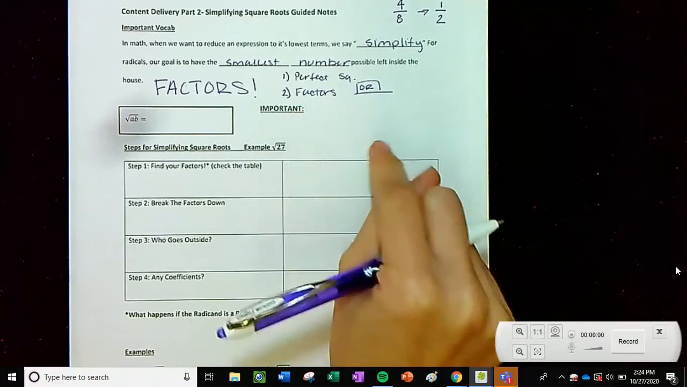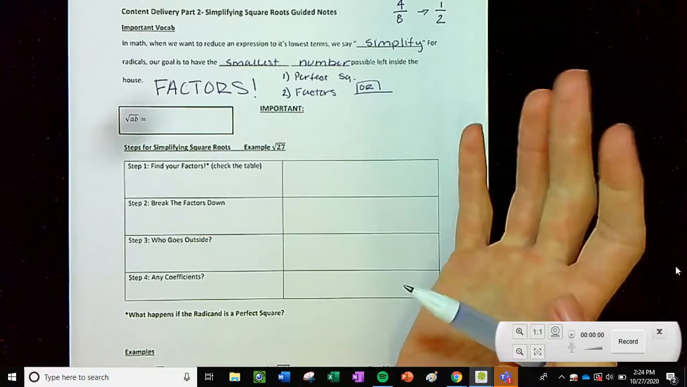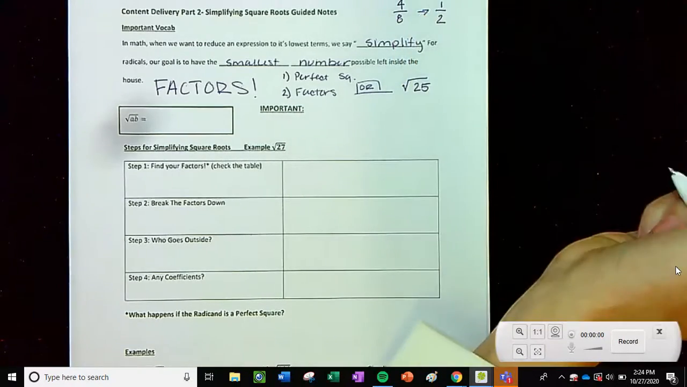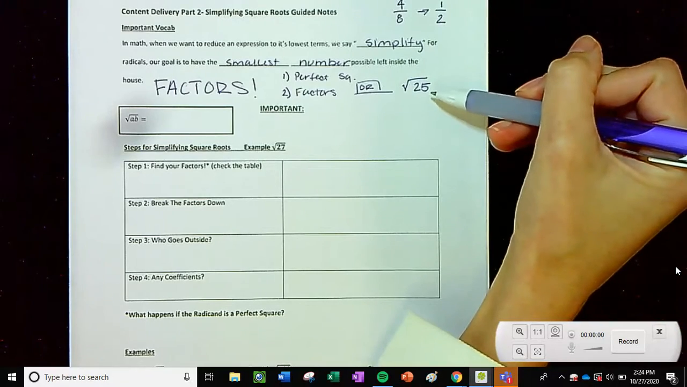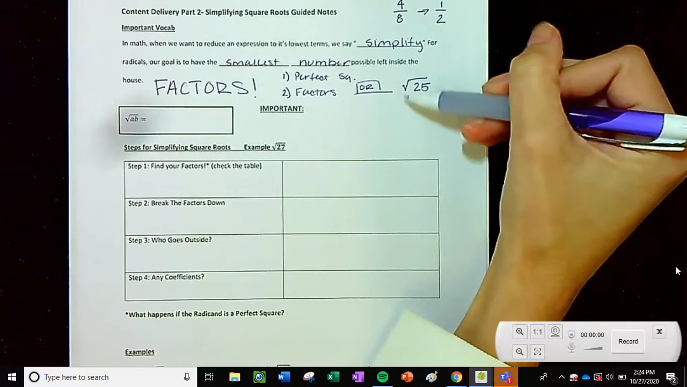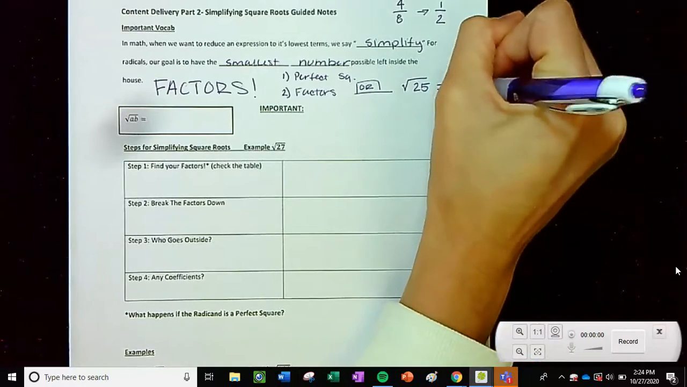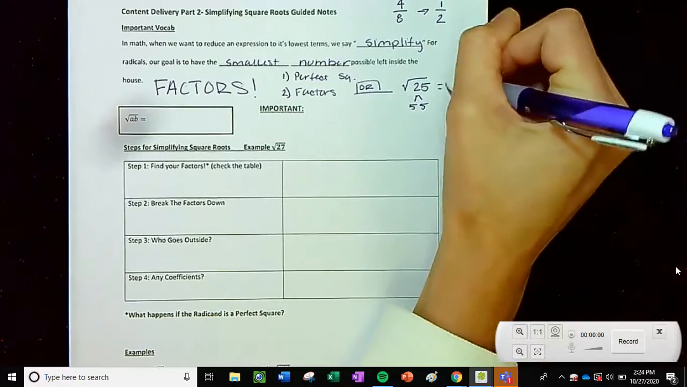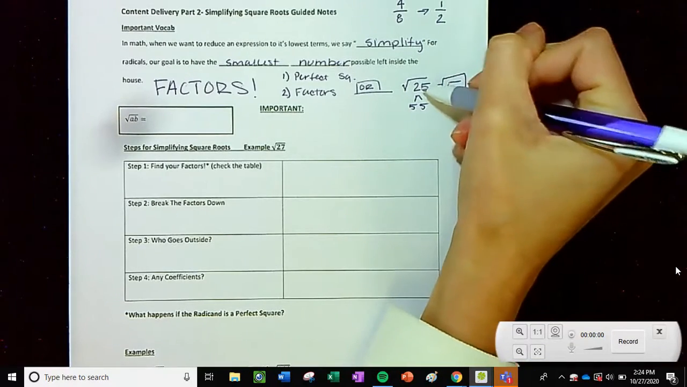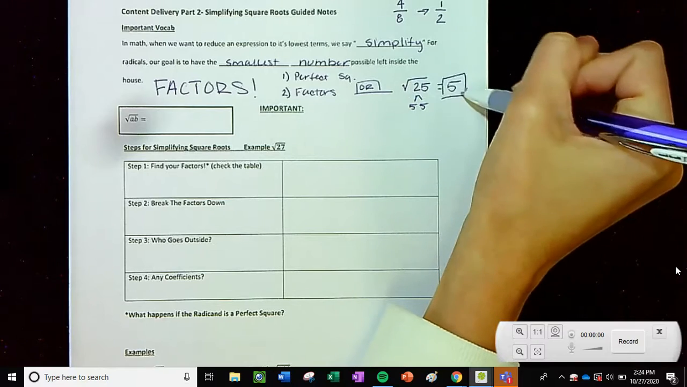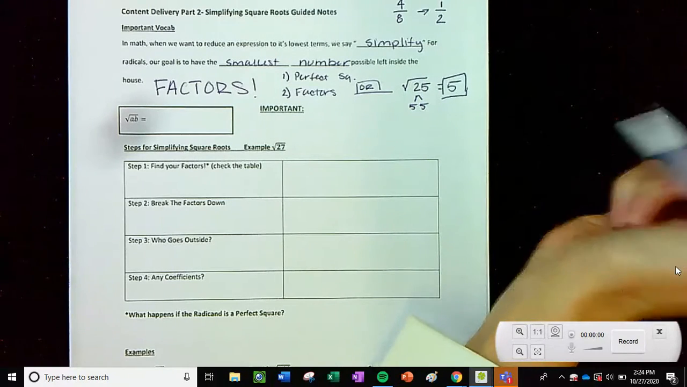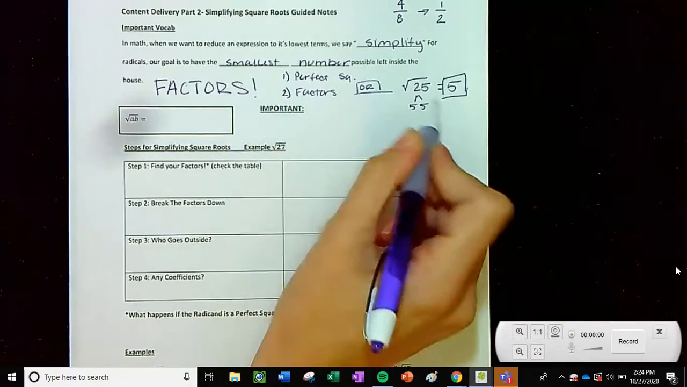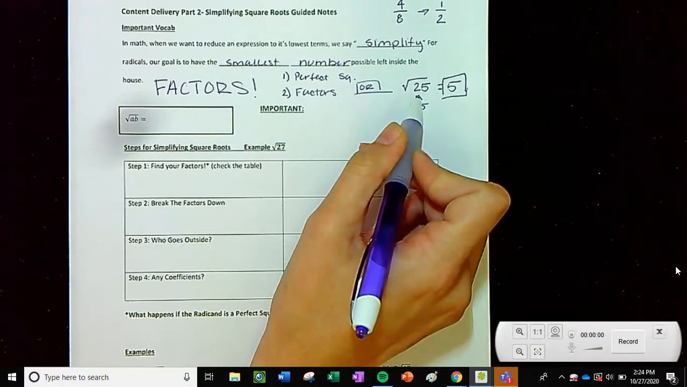So if you're given a perfect square and asked to simplify, well, that's very simple. This is why having that chart out is important. If I give you the square root of 25, I know that this is a perfect square, and I know the square root is 5 because its two factors are 5 times 5. So simplifying a perfect square, the radical disappears and all you have is the factor left over, or the square root, okay? But let's say your number inside the radical is not a perfect square.